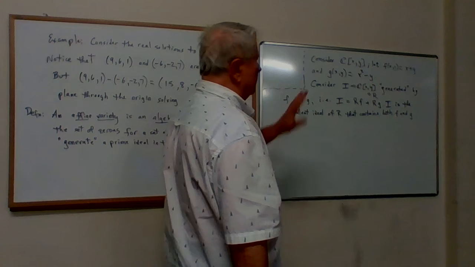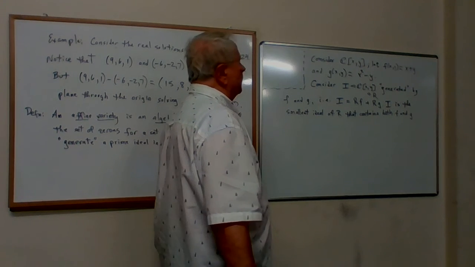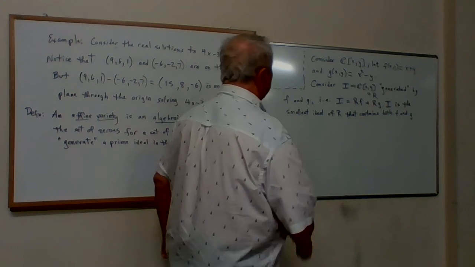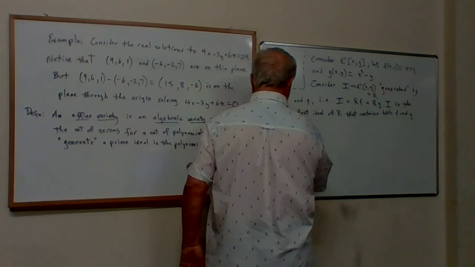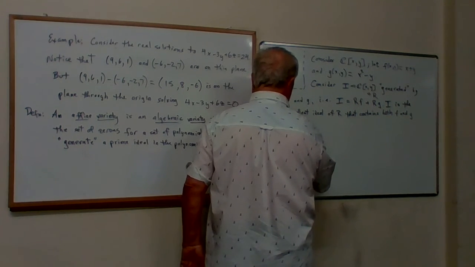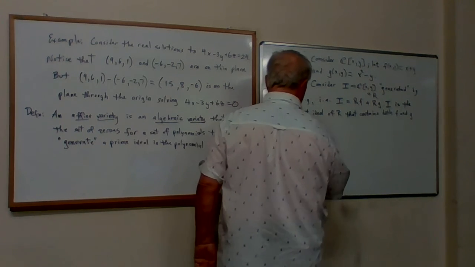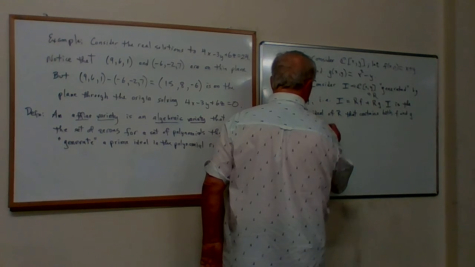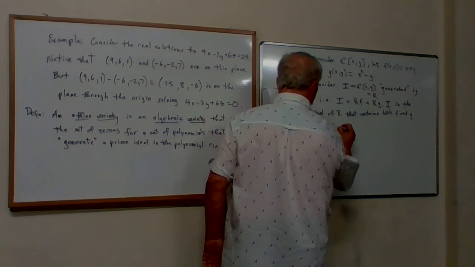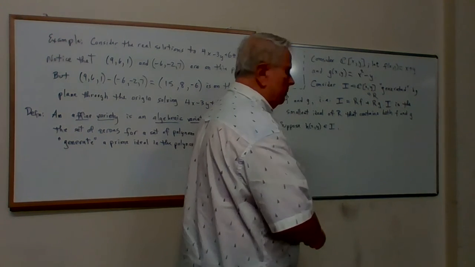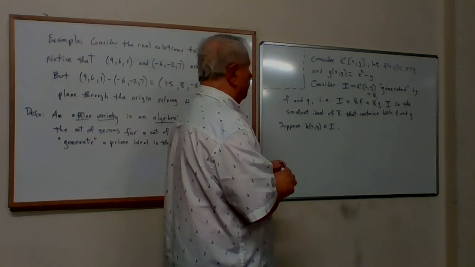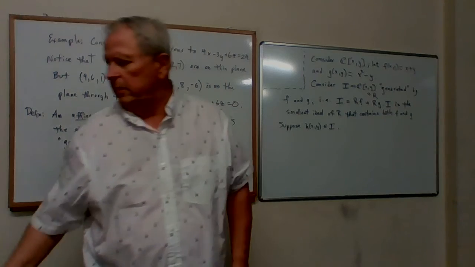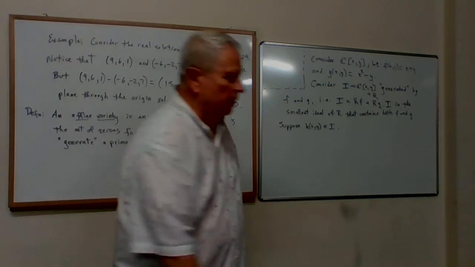And we're hitting on what the word generate means here. Now, suppose that some polynomial h of x,y is an element of I. How could h of x,y be an element of this ideal?